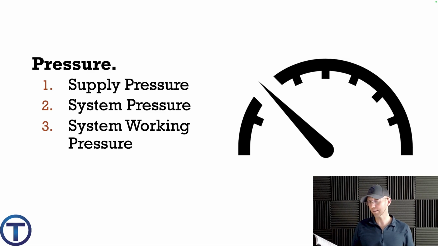And system working pressure. This is the maximum anticipated static, that's non-flowing, or flowing pressure applied to sprinkler system components exclusive of surge pressures. So this is going to be the pressure that it's either holding or that it's moving as the sprinkler is open.